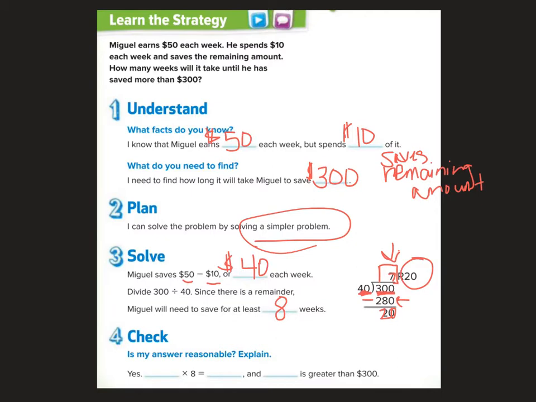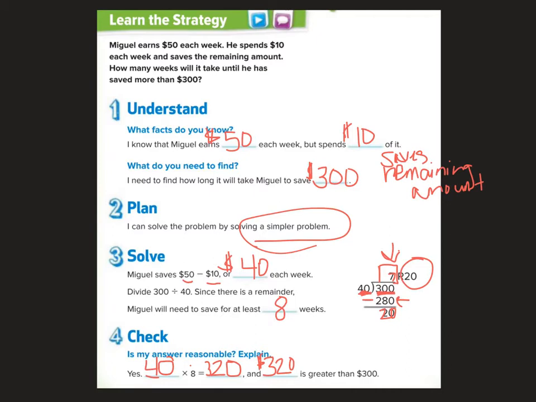Okay, so I need to see, is my answer reasonable? I'm going to check, what is $40 times 8? 8 times 4 is 32. And then I have my 0 I need to add in there, because I'm multiplying by 40, not just 8 times 4. So after 8 weeks, he will have saved 320. And 320 is greater than 300, so now he will have saved at least $300.